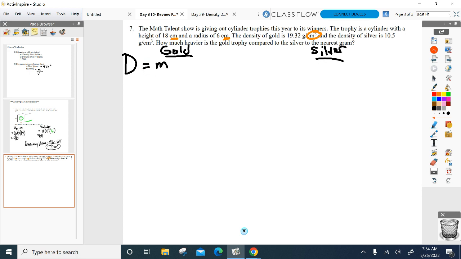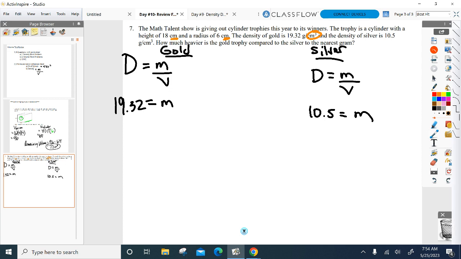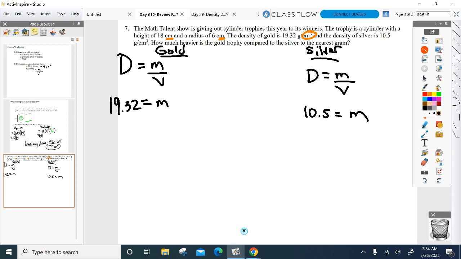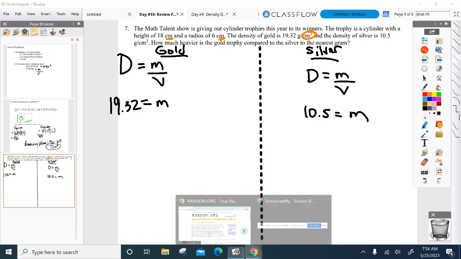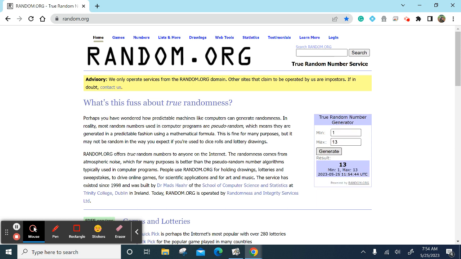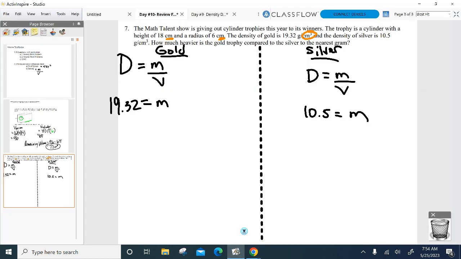Mass divided by volume. Looks like we're going to have to find the volume of each first, right? Because we know what the density is of gold. 19.32. And silver's 10.5. Mass over volume. All right, let's calculate the volume. What formula are you using to calculate the volume? Formula 13. Charlie, what volume are you using?